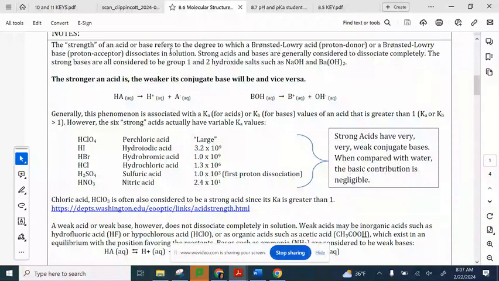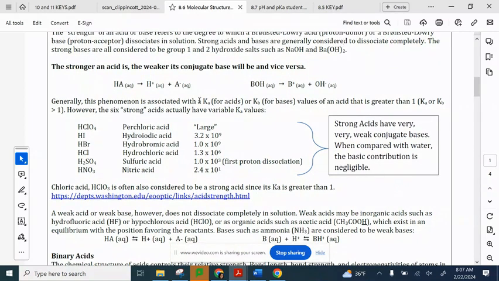So strength is how far it disassociates, and this is a key point. That's why they have it bold, okay? The stronger an acid, the weaker its conjugate base. Generally, this is associated with your Ka or Kb. The greater that value is, the more it's going to disassociate.